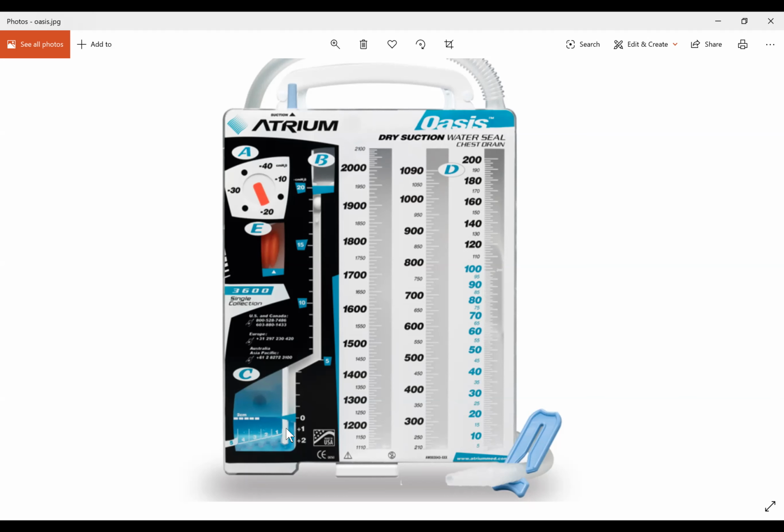This is your water seal. When you fill this, the recommended fluid is sterile distilled water. It comes with a kit. However, it will evaporate eventually. So if the level goes down below this 2 centimeter mark, you can add more sterile distilled water in there. We do not use saline because if it evaporates, of course, saline will leave salt particles, crystals, precipitants.